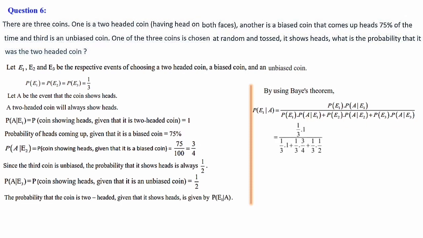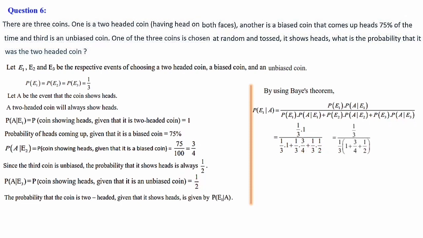Now only the substitution part is there. P of E1, E2, E3, everything is 1 by 3. So 1 by 3 into P of A given E1, that is already calculated, that is 1. So 1 by 3 into 1 divided by, here P of E1 into P of A given E1, as before, 1 by 3 into 1, plus P of E2 into P of A given E2. P of E2 is 1 by 3, A given E2 is here, that is 3 by 4. Plus 1 by 3 into 1 by 2, that is P of E3, 1 by 3, A given E3 is here 1 by 2. So 1 by 3 into 1 by 2.